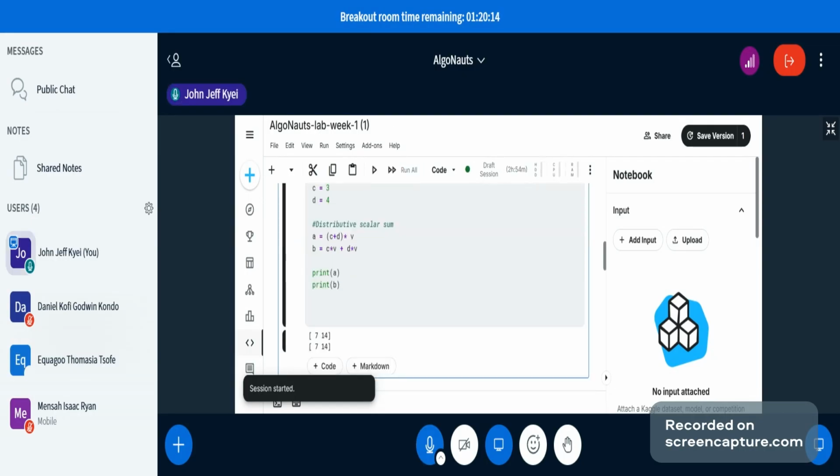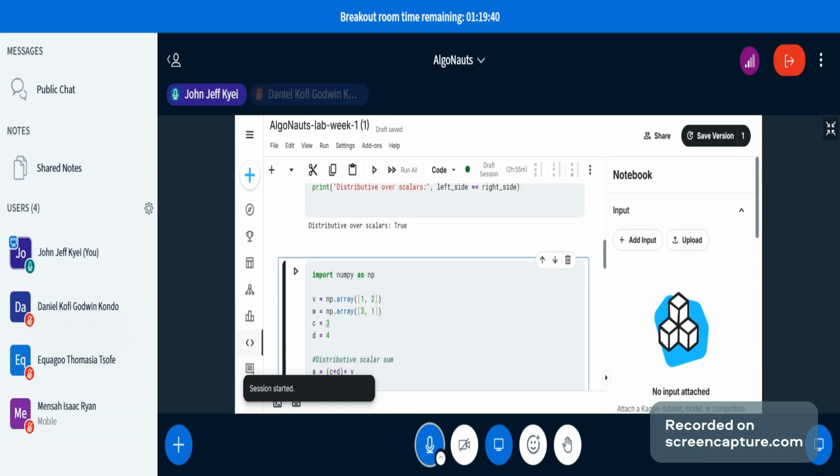All right. So see, A is the same as B, even though it looks sort of different. What we are trying to do with the distributive scalar is just to compare if this side is equal to this side, and once it agrees, it means it conforms with the axiom of distributive scalar sum. I don't know if this makes sense, Daniel. Yes, yes, please. Thank you.